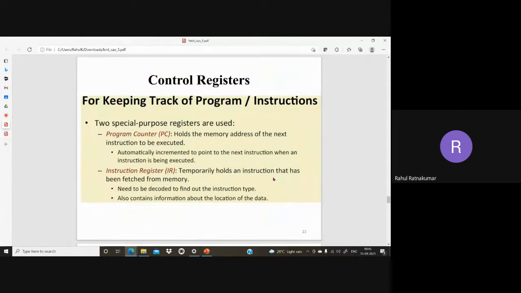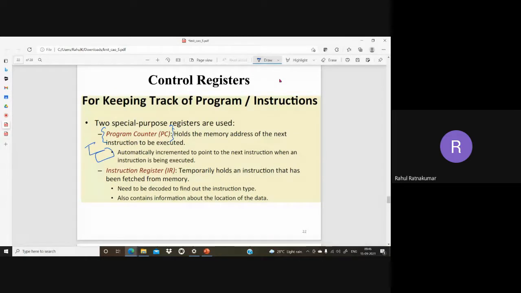Okay, now there are two other registers: the program counter and the instruction register. As we discussed previously, in the Little Man example, after every operation the Little Man presses a switch. You can see there's a switch like this. When he presses the switch, what happens? The value in that calculator is incremented by one.